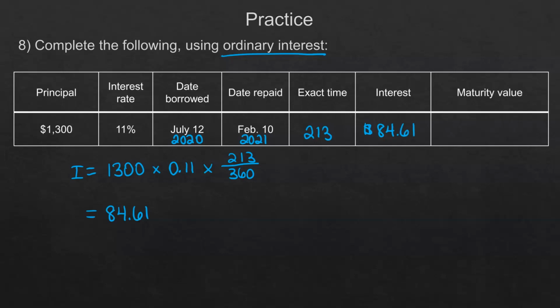And then our maturity value is going to be this amount of interest plus our $1,300 that we borrowed, and we get $1,384.61.